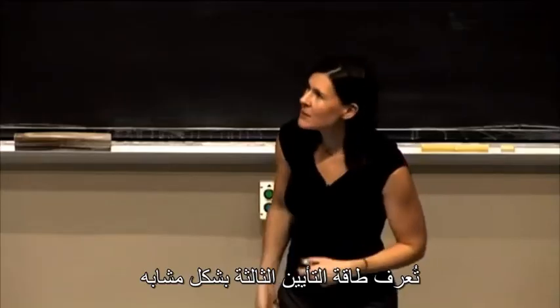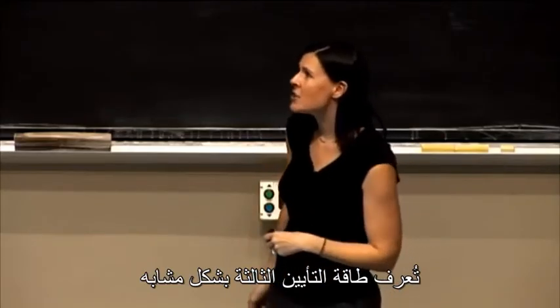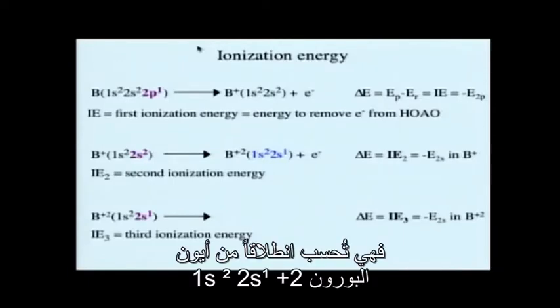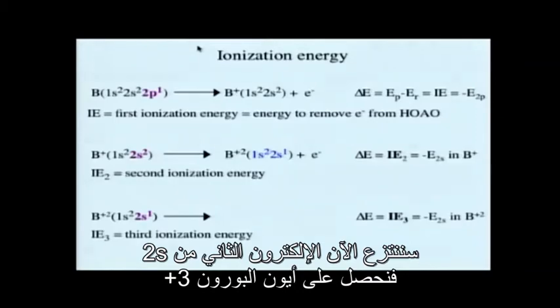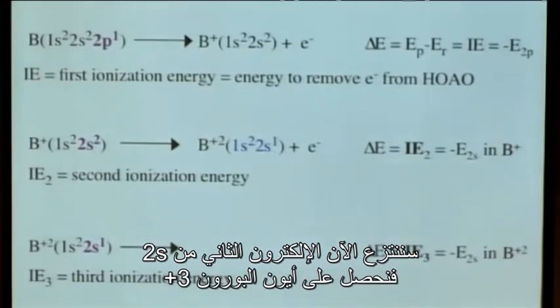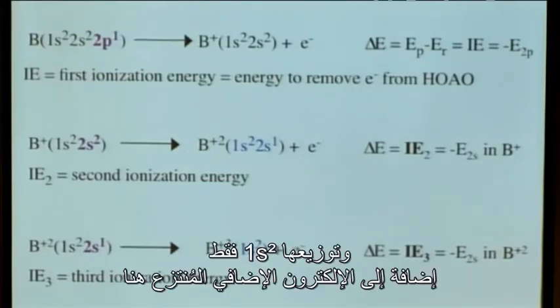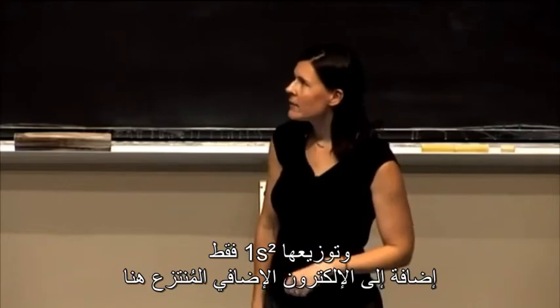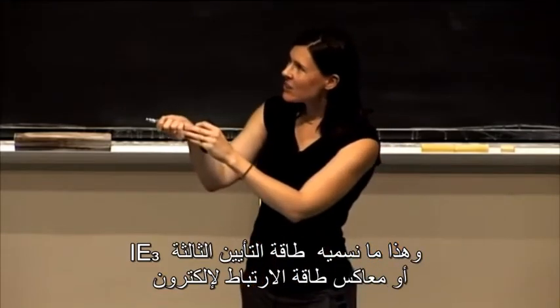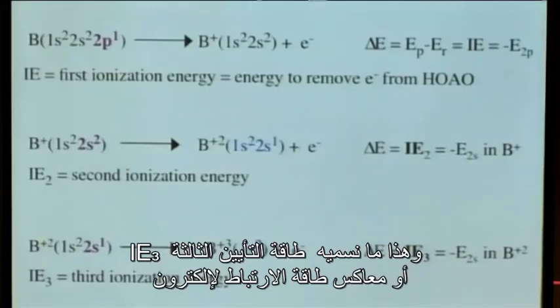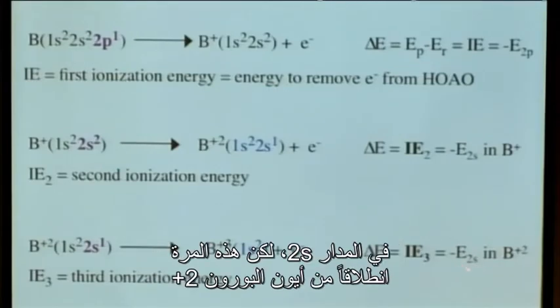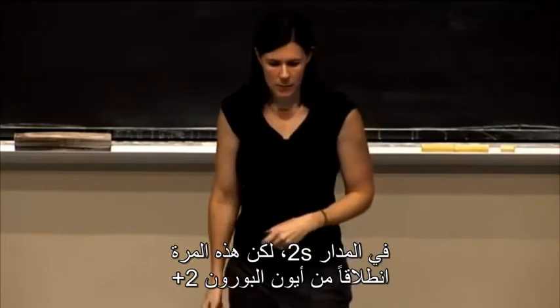Similarly, if we start talking about our third ionization energy, this is going from B2+, 1s2, 2s1. Now we're going to pull that second electron out of the 2s. So we end up with B3+, and the configuration is just 1s2, plus our extra electron here. We call this the third ionization energy, or the negative of the binding energy, again of the 2s orbital, but now it's in B2+ that we're starting with.